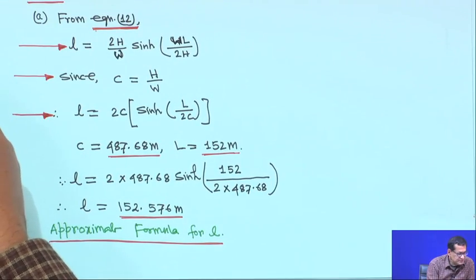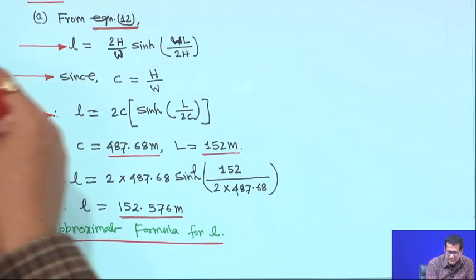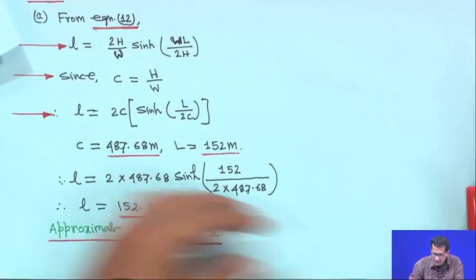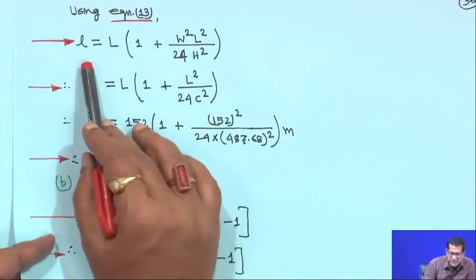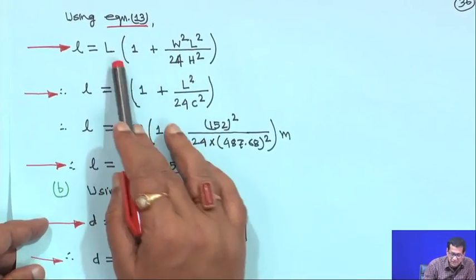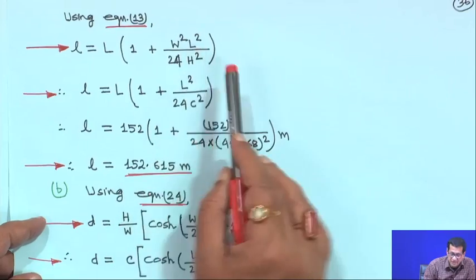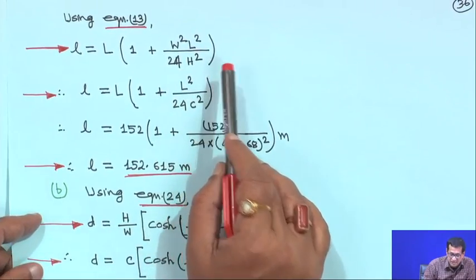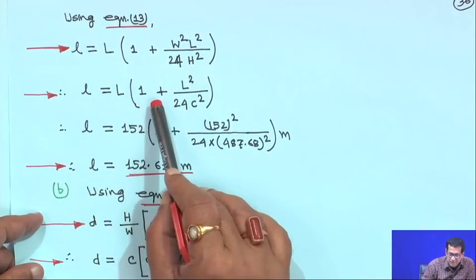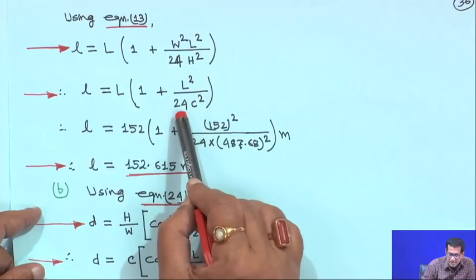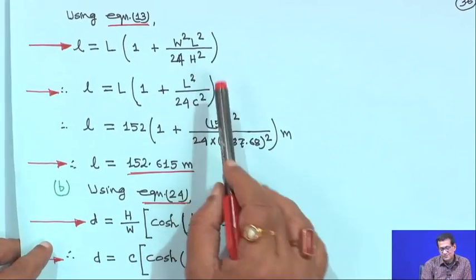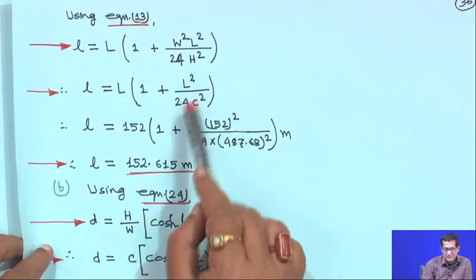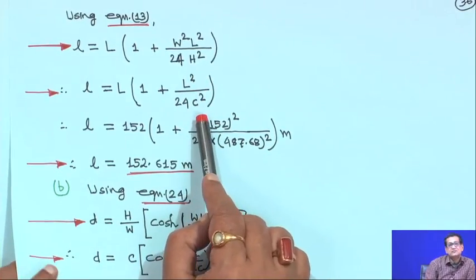Now, the approximate formula for L. We have derived that in equation 13. In equation 13, the small l is equal to 1 plus w square l square upon 24 a square. So, capital L is equal to L times 1 plus capital L square upon 24 C square, because C is equal to H by W. So, here you just replace that H by W by C.